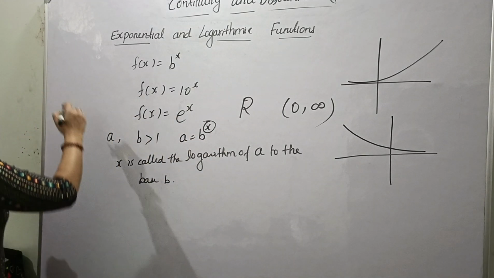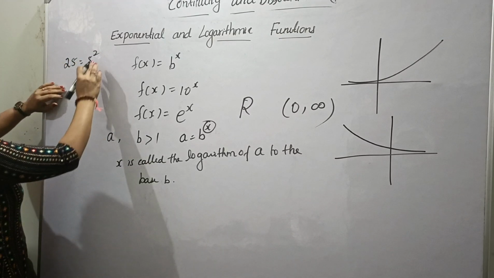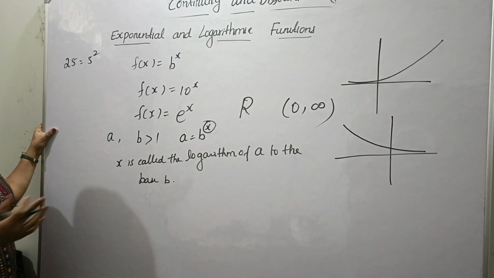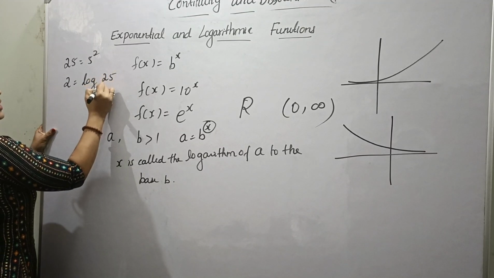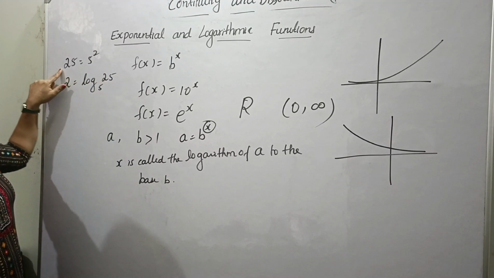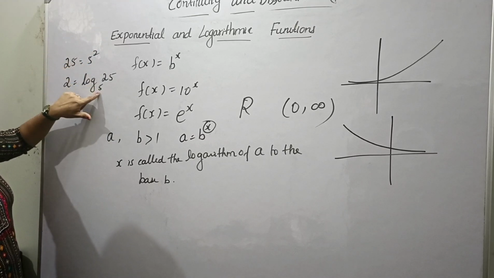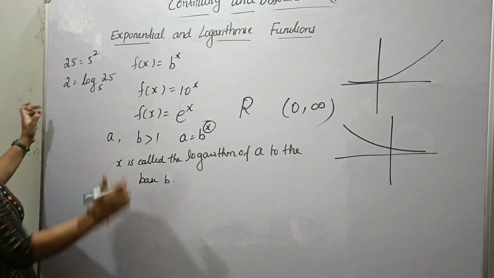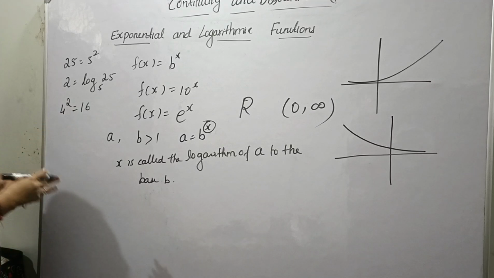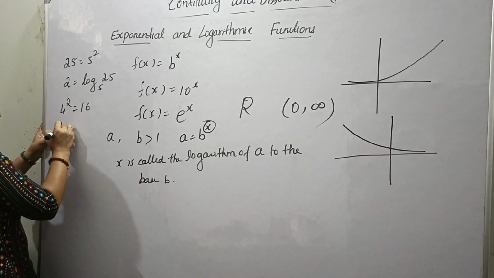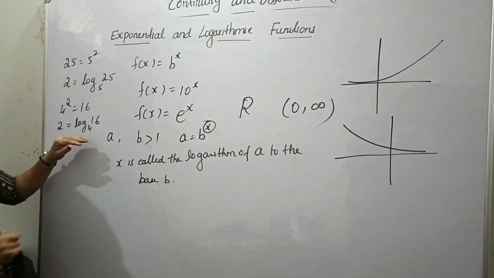Let's take an example with numbers. We know that 25 is equal to 5 squared, so this can be expressed in logarithm as 2 is equal to log 25 to the base 5. Here 2 is the power. Similarly, 4 squared is equal to 16, so this can also be expressed as 2 is equal to log 16 to the base 4.